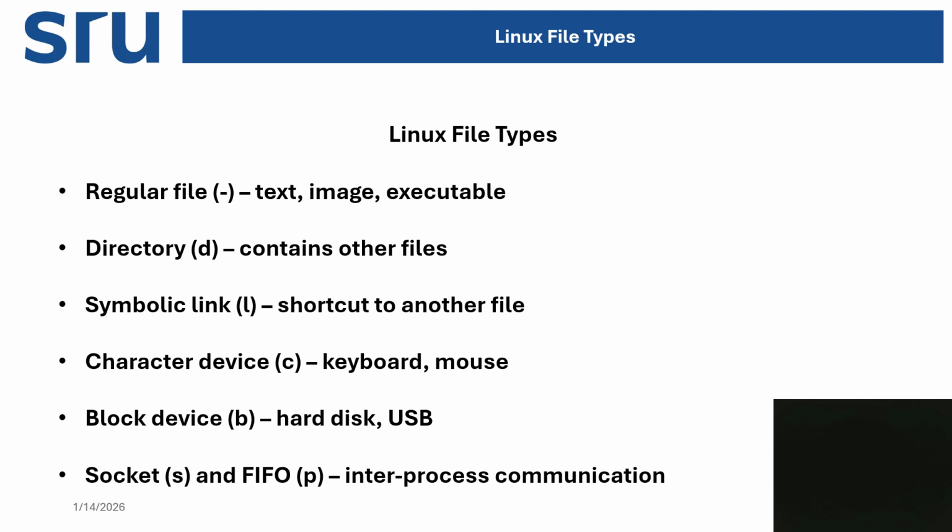Client server model or interprocess communication comes under sockets and FIFO only. FIFO means first in first out, it is like a pipe. The second one is socket, which is process to process communication, like a client server application. All these things come under socket and FIFO only. So socket's character is s, and FIFO's character is p. P means pipe.